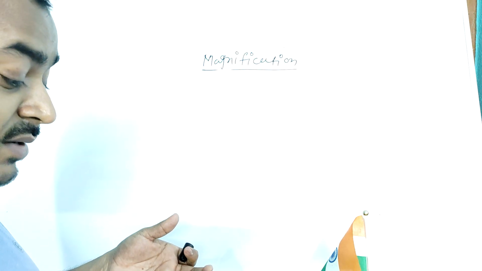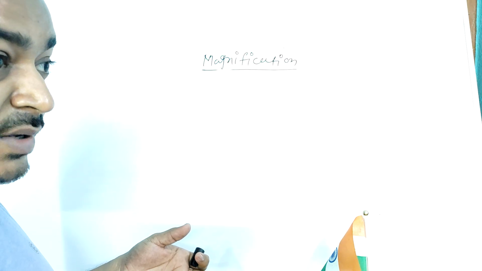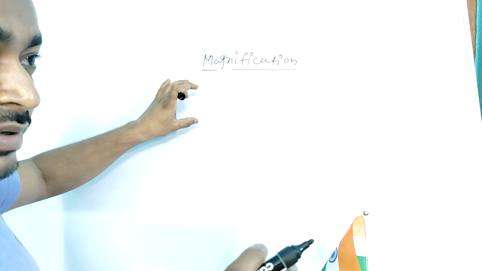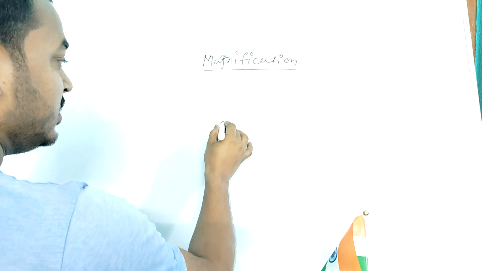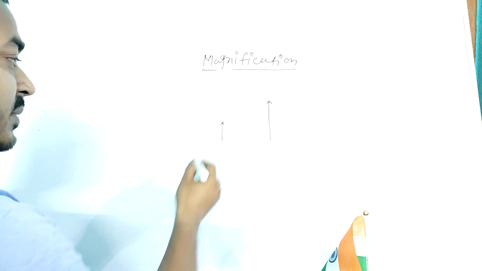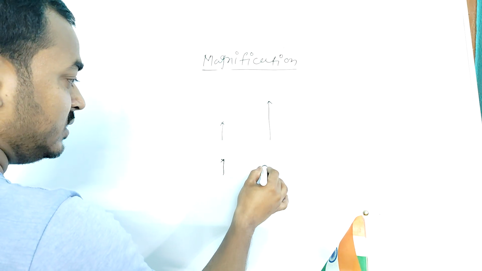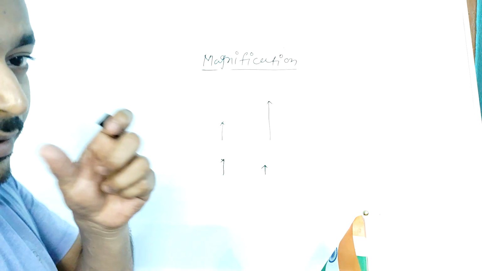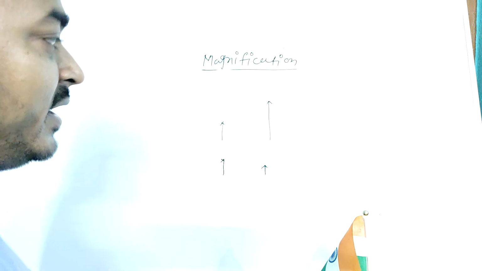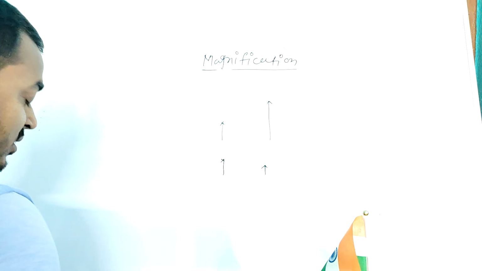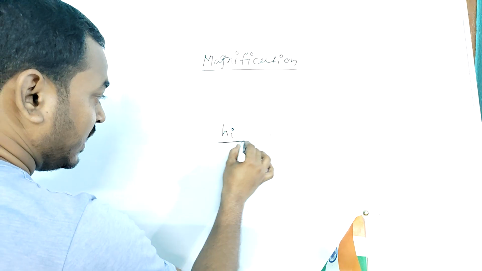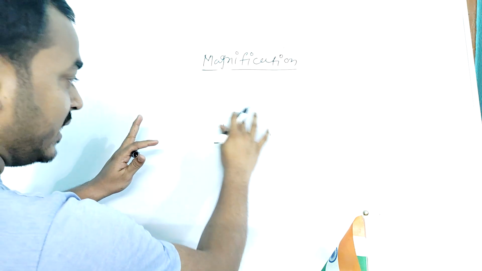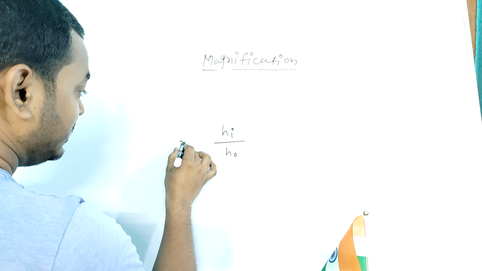We are going to write this mathematically. Try to understand the significance. Say this is the object and I am getting this image. Sometimes this is the object and I am getting this type of image. So how to write this mathematically? We are taking the concept of a fraction. We write the height of the image over the height of the object. This is one mathematical term, and we call this magnification.